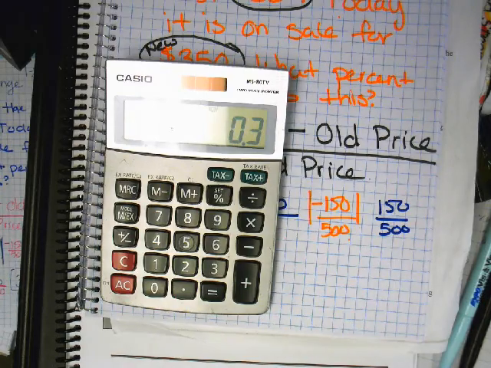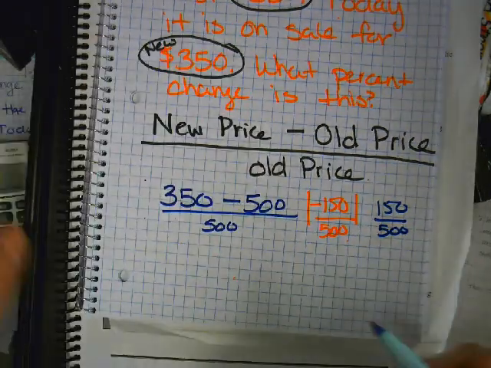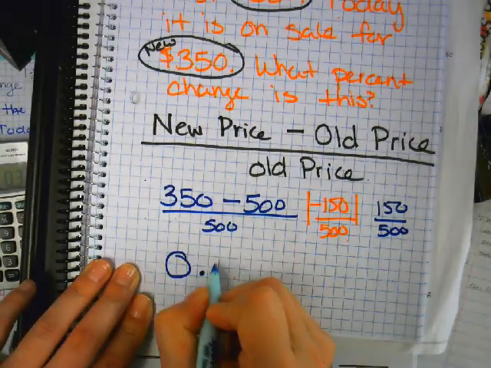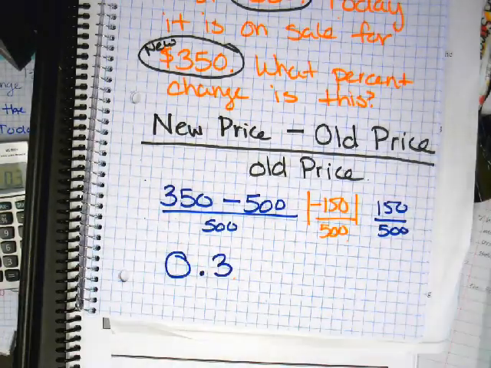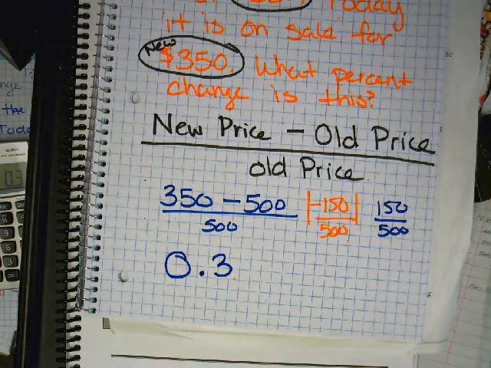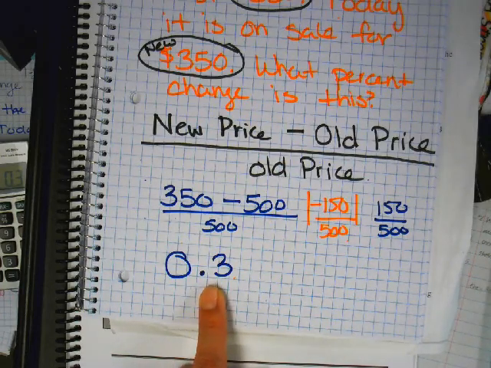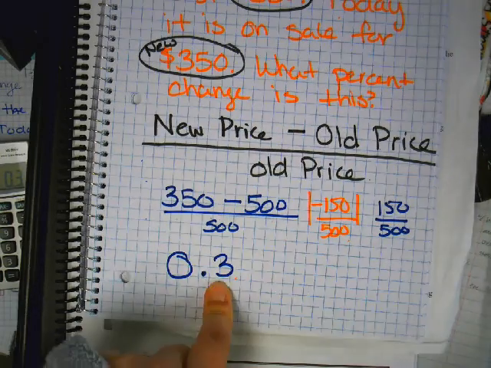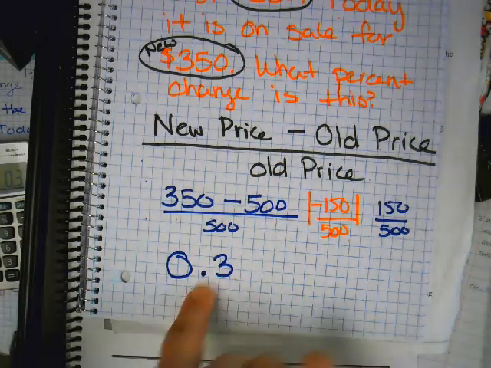0.3. Did you get that on the calculator? Do it. Okay, so you get 0.3. What was the question that I wanted you to answer? What's the percentage change? What is a percent change? Is this a percent? No. This is a what? A decimal. So this is a decimal, but I want a percent. So what do I have to do to this decimal to turn it into a percent?